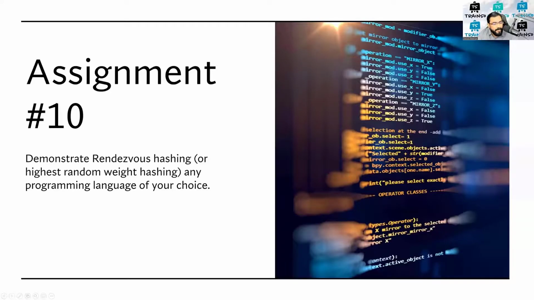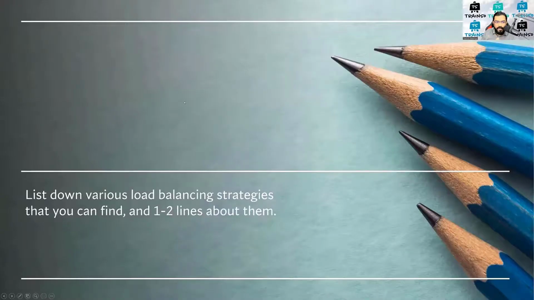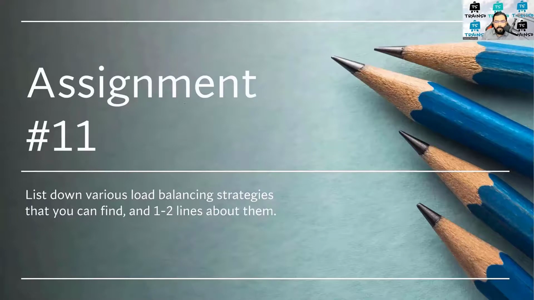Assignment number 10. Today you don't have 10 assignments, but the numbers are calculated from part 1 onwards so that we can refer to them easily. We discussed consistent hashing. As an assignment, you can explore rendezvous hashing or highest random weight hashing, and then try to demonstrate it in any programming language of your choice. Especially people doing programming or in the development track can try to simulate these things in code. It will improve their coding skills, as well as make these things very thorough.